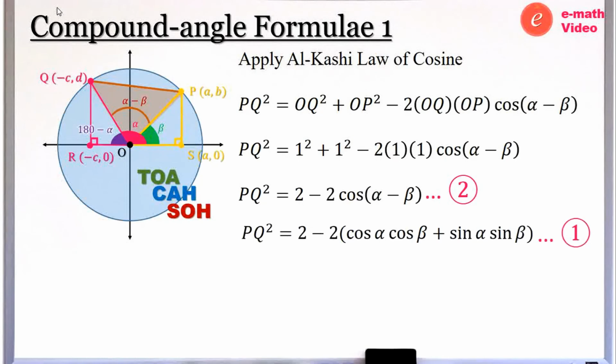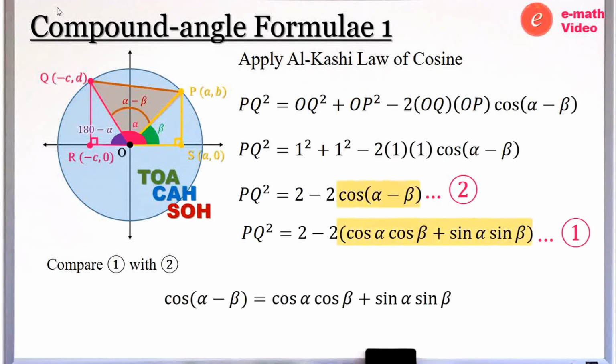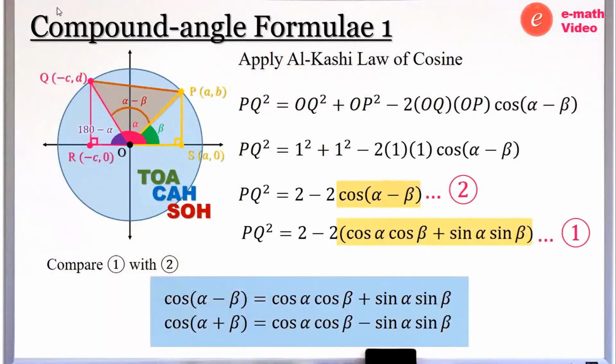Bring back equation 1 from earlier. Compare equation 1 with equation 2, which is this part in yellow. We will get this. Algebraically, if it is alpha plus beta on left hand side, then it will be minus on right hand side. Anyway, this is the first compound angle formula that we have proved today.